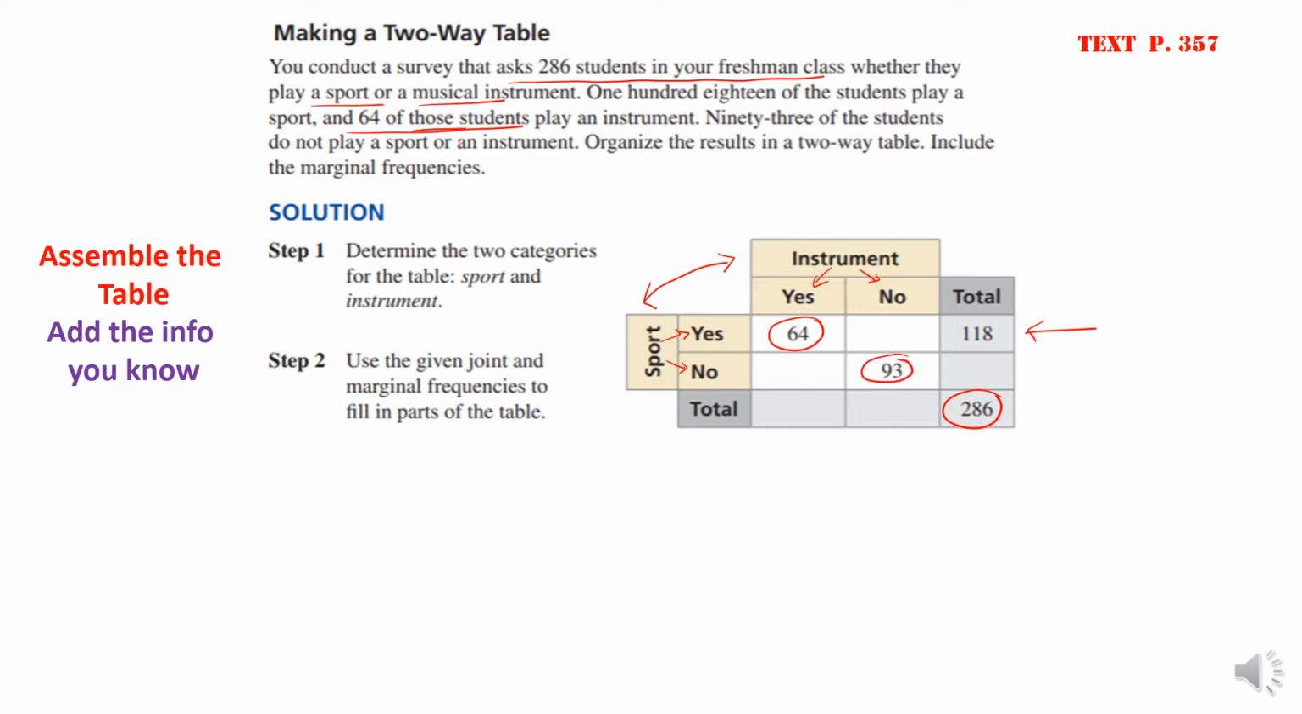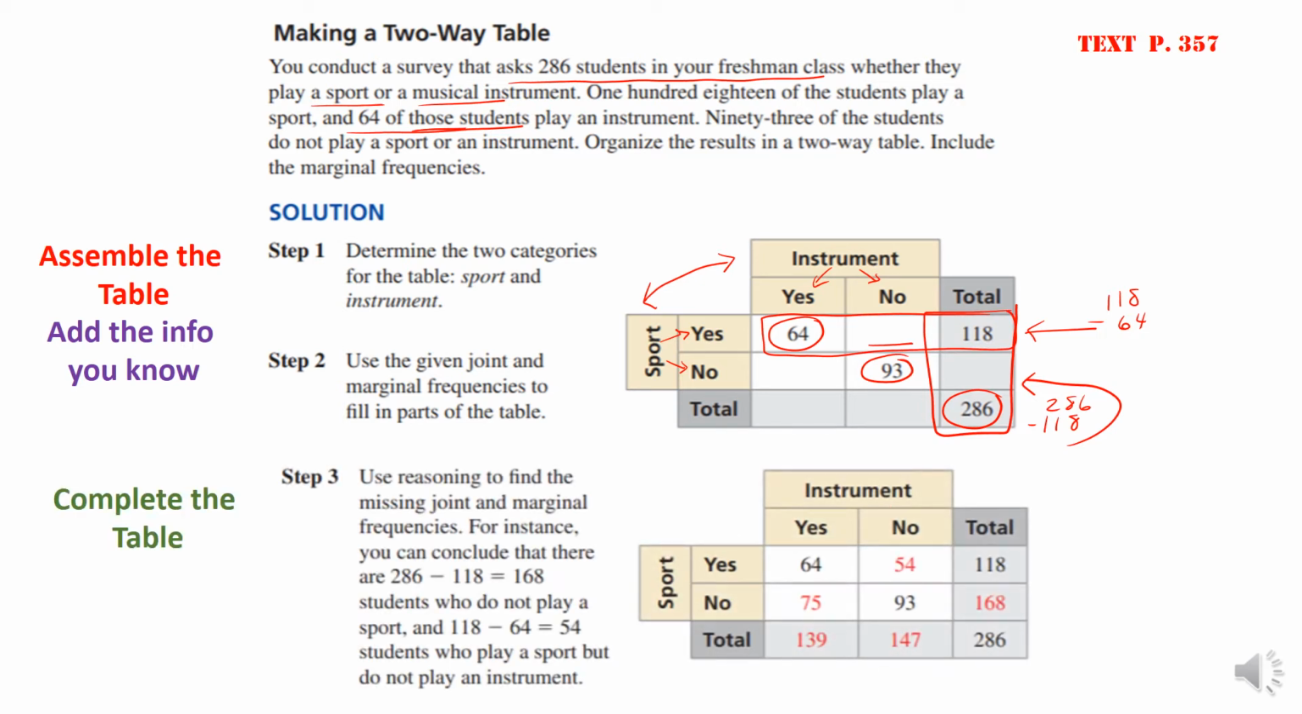Then they want you to organize it and complete it. So how do you complete it? Well, I want you to think of a Sudoku puzzle. What information do you need to get a missing number? Well, if you look here, I've got 2 out of 3 of my numbers. So I could subtract 118 minus 64 to get this number here. I could also do this column because I have 2 of my totals. I could say 286 minus 118 will give me that number. So if you take your time and you finish, this is what it would look like. Okay? So then as you get each number, it allows you to fill out more numbers.